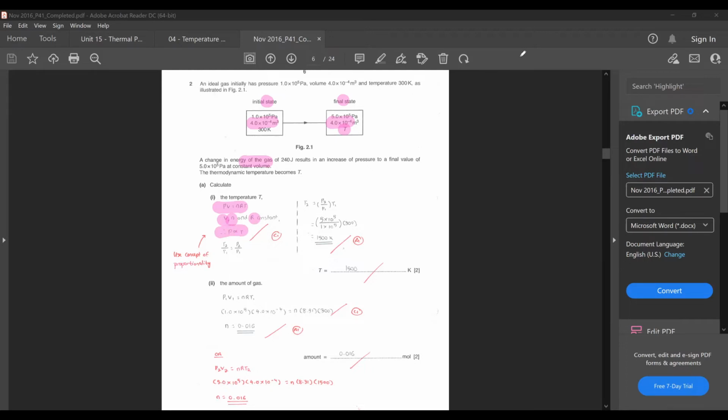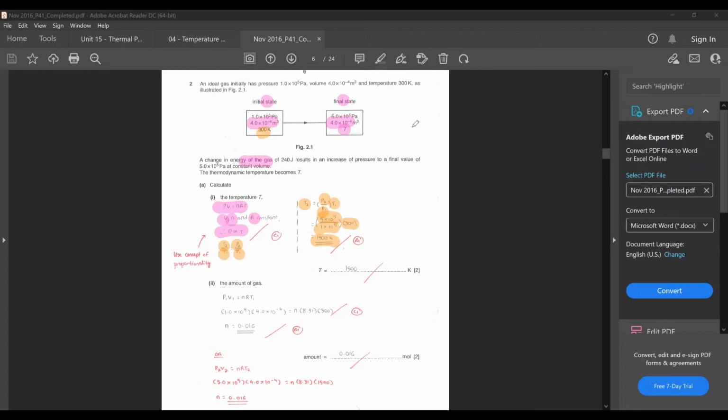So this would tell you that T2 to T1 is P2 to P1. So that T2 is P2 to P1 times T1. So you take the ratio of the pressures, multiply with your initial temperature. You're going to get a final answer as 1500 Kelvin. Okay. Right. So this one is done.